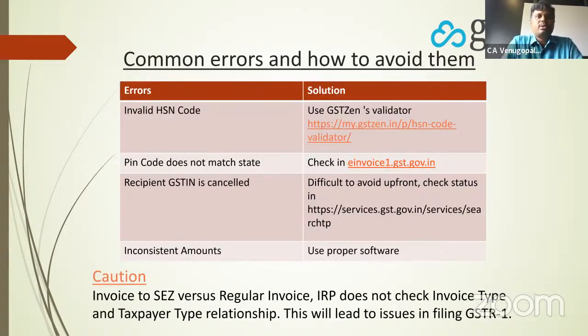On the GSTN portal, you have validators which will tell you what should be the HSN, what should be the PIN code, and if the recipient GSTN is cancelled, what are the things you have to do, etc. All the information is available.